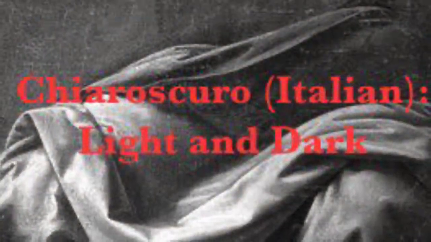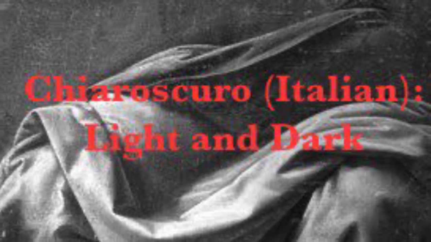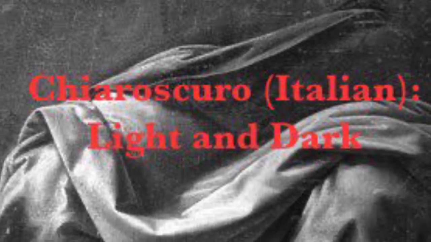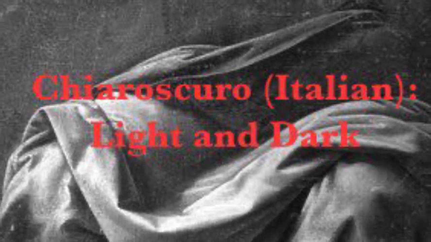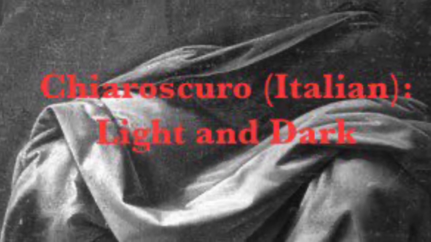The first term we want to understand from the Italians is the word chiaroscuro, which means light and dark. This was basically a way that the Italians figured out to use a darker background and to bring the light objects out from the dark.